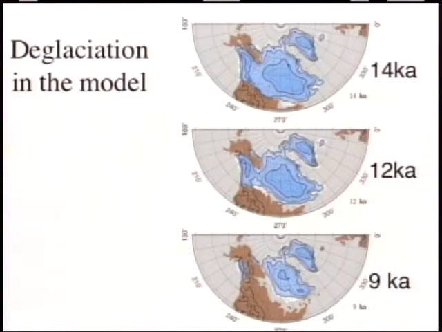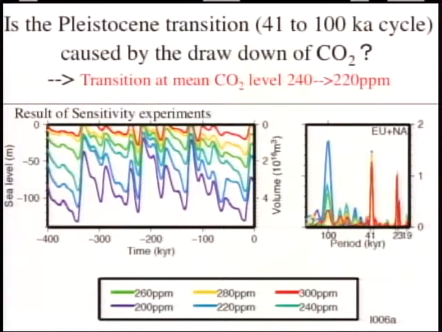Okay. Oh, it's going. So I wanted to show that this is also the result of simulation. But the important thing now is that the 100,000 year cycle appears when we decrease the CO2 level. And it's just a slight decrease of the CO2 level, and then we start to get the 100,000 year cycle.